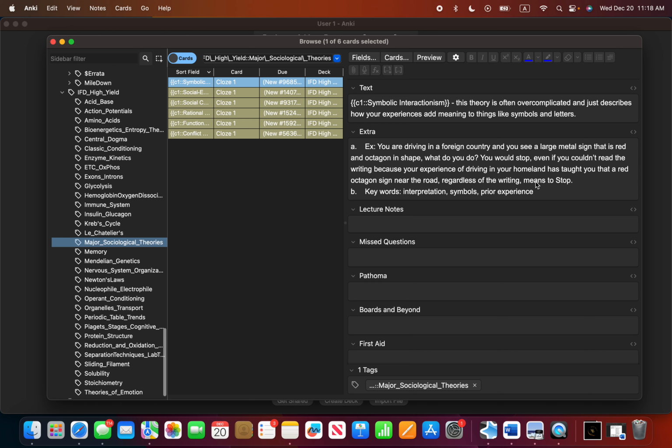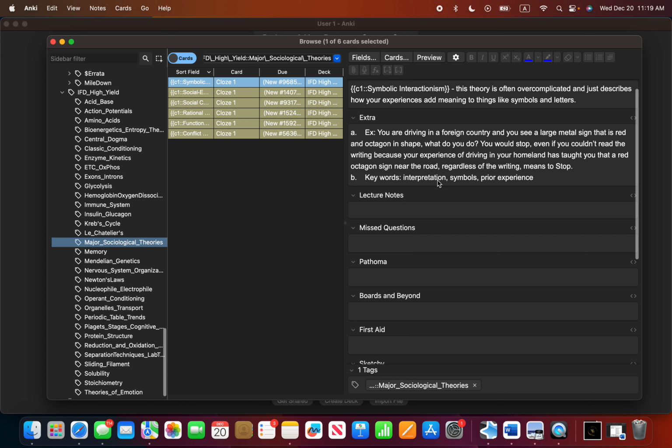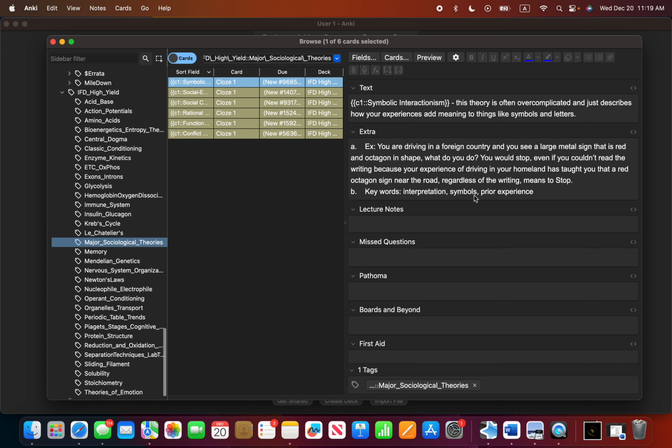Okay, so basically you just see a symbol, and you take meaning from that because you had experienced that before. Keywords: interpretation, symbols, prior experience. Because you have prior experience of that symbol, then you make interpretations.